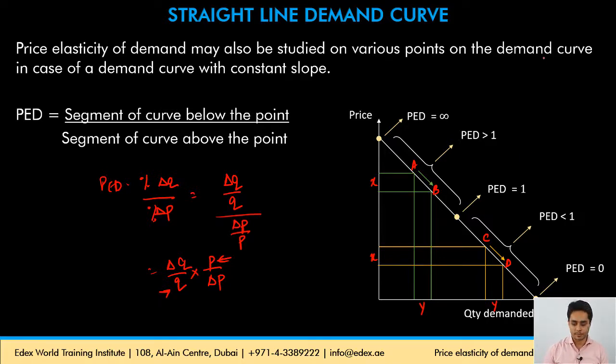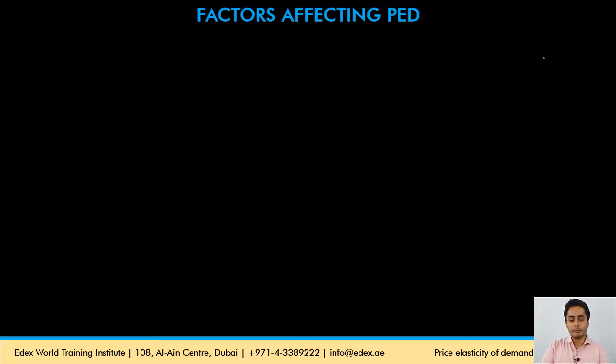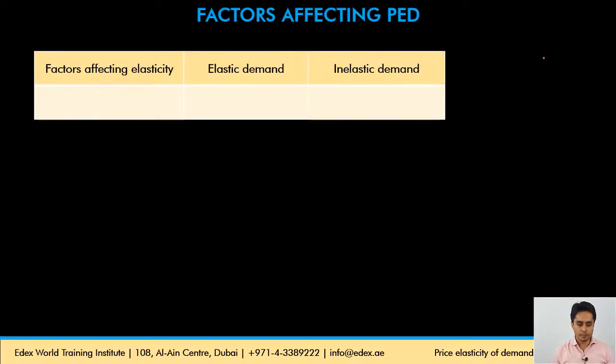Why is it that different products have different elasticities? We've seen so many types of elasticities. Why is it that different products show different elasticities? There are some factors that affect the PED value of a product. Let's look at these factors one by one.